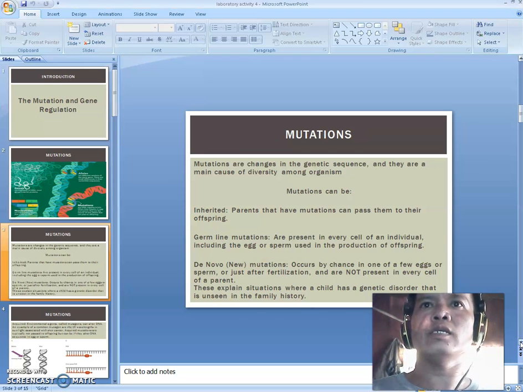Mutations are changes in the genetic sequence, and they are a main cause of diversity among organisms. And mutations can be inherited. Parents that have a mutation can pass it to their offspring.